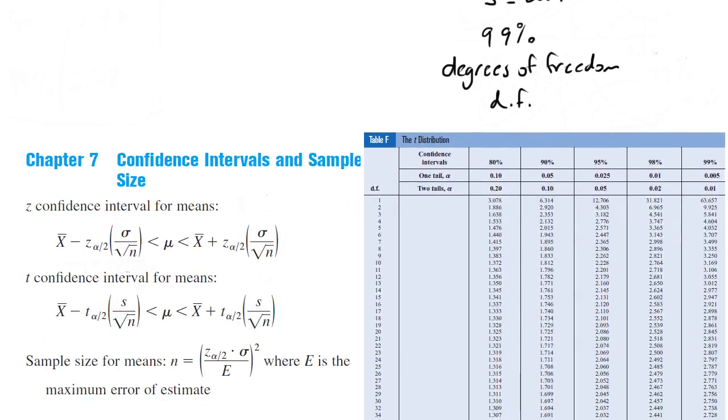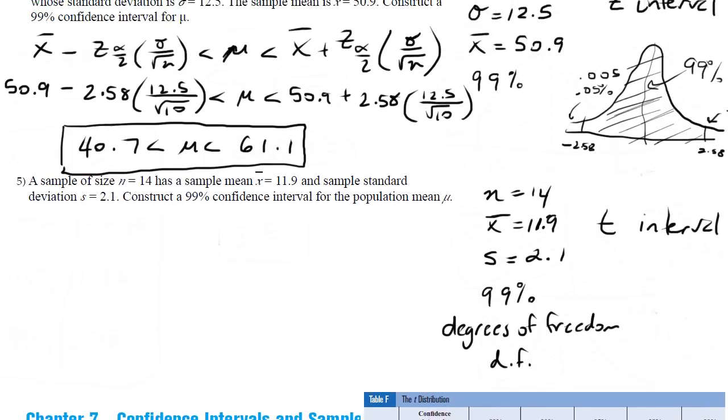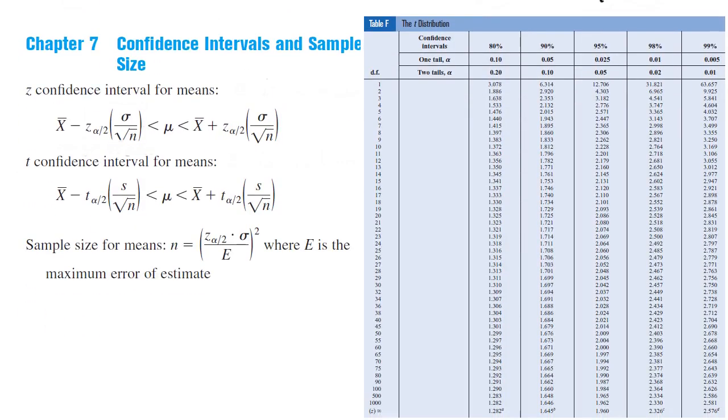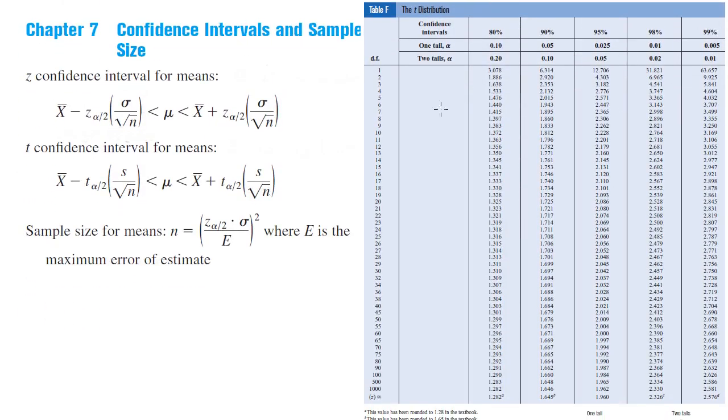Do you have the formula for that here? No, I don't believe so. So you have to know this. The degrees of freedom is equal to n minus 1. Subtract 1 from your sample size, and you'll have your degrees of freedom. So in this case, 14 minus 1 is 13. Those are your degrees of freedom. So 99% confidence interval, 13 degrees of freedom.